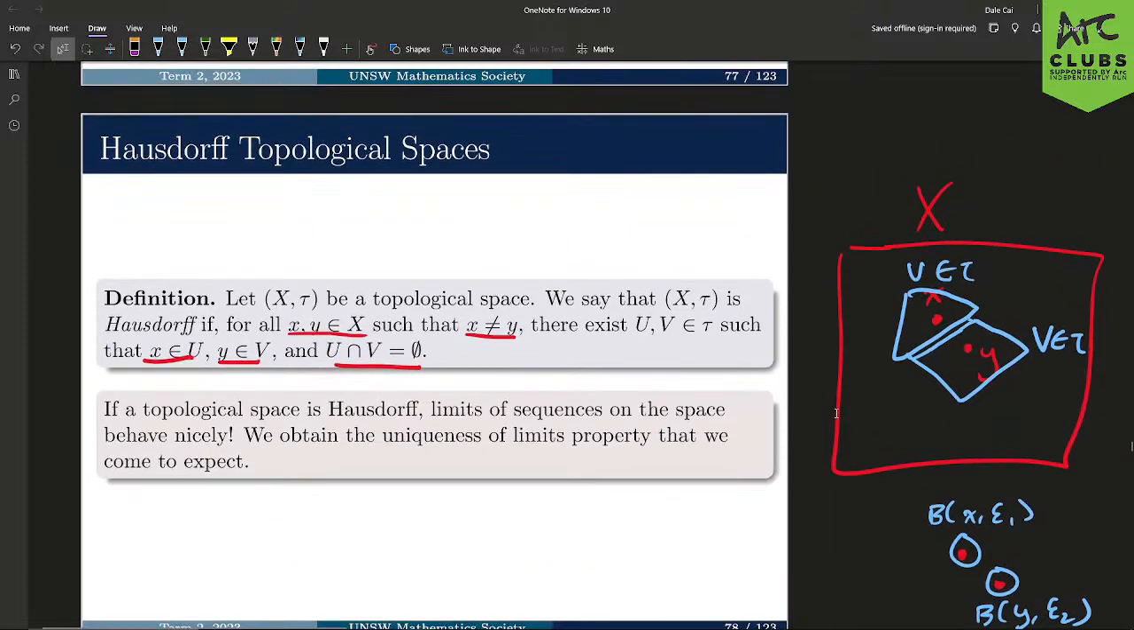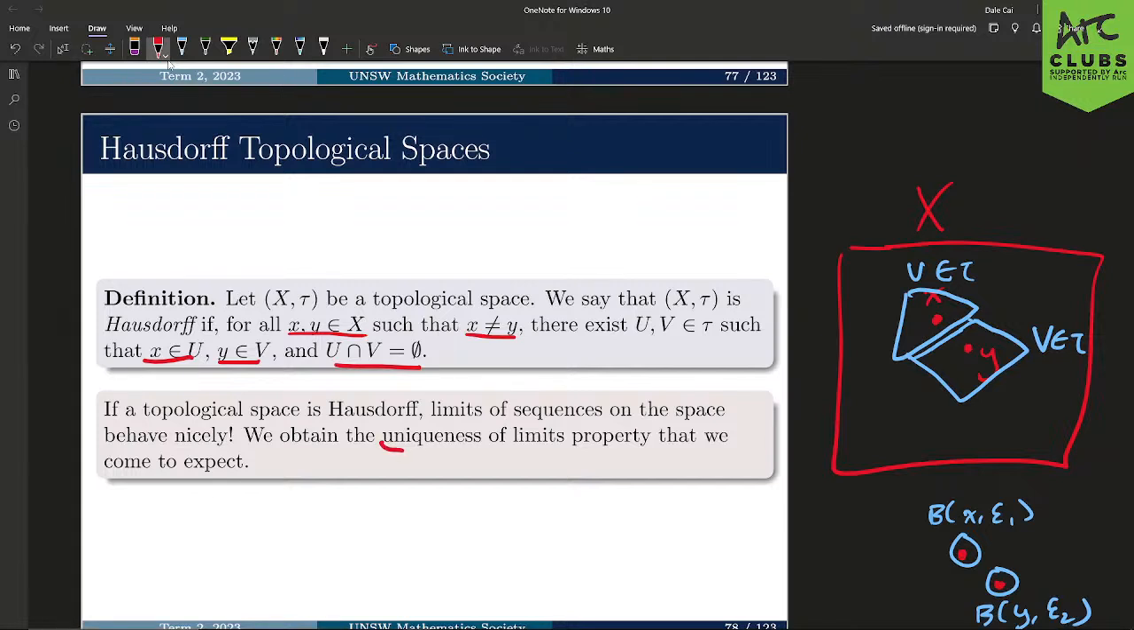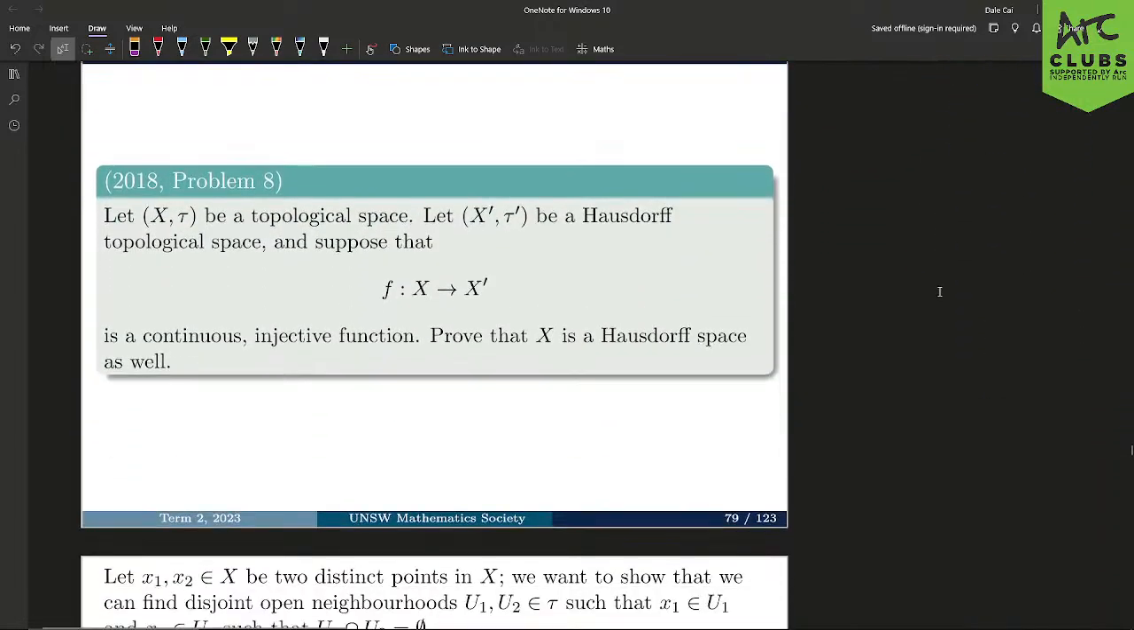Okay, and the good thing about Hausdorff spaces, this is actually very important, is that it gives us unique limits. And that's a nice exercise if you want to prove it yourself. Let (X, tau) be a topological space, (X', tau') be a Hausdorff topological space, and suppose f is continuous and injective. Okay, so important stuff here is the codomain is a Hausdorff topological space. We have a function that's continuous and injective. We want to prove that X is Hausdorff.